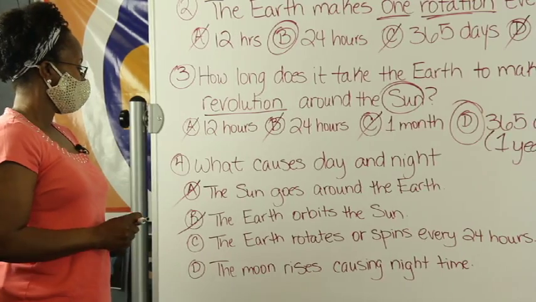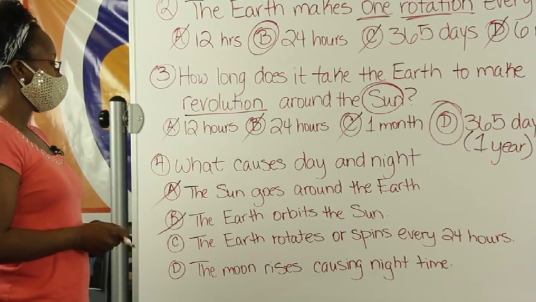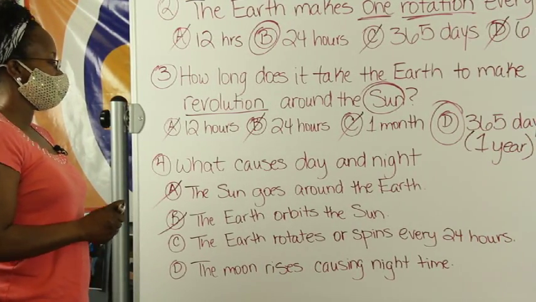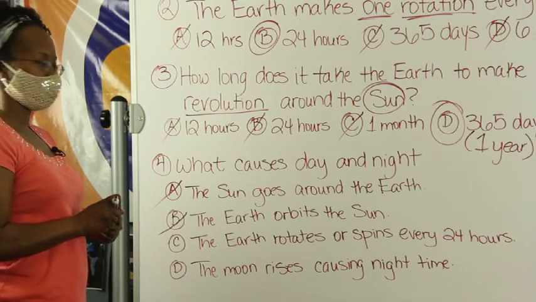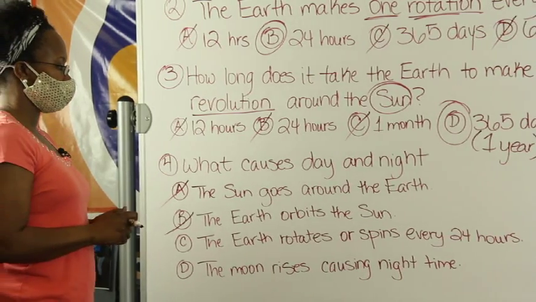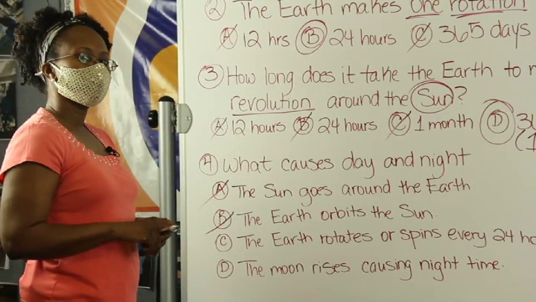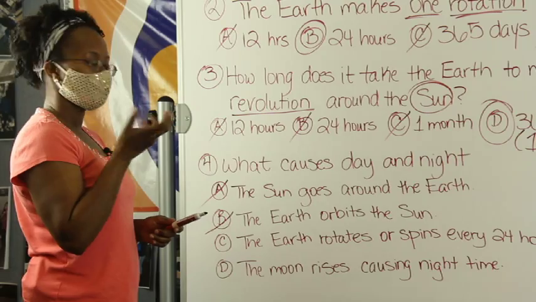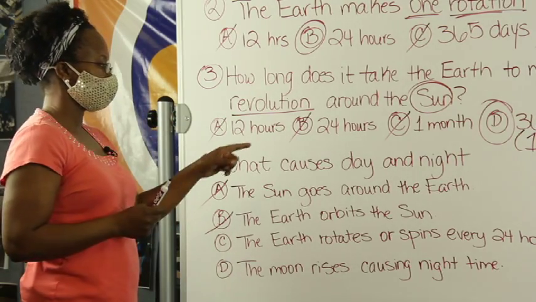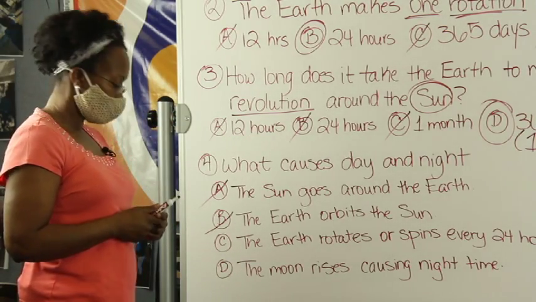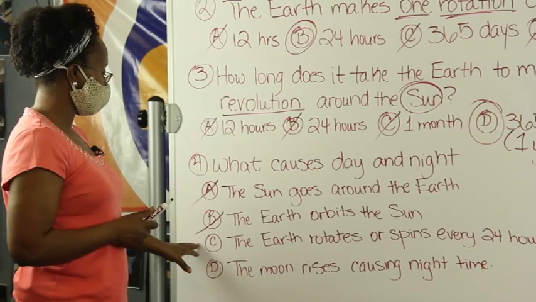C, the Earth rotates or spins every 24 hours. Does the Earth rotate or spin every 24 hours? It does. How does it do that? It rotates around itself, right? Does that have anything to do with day and night? It does. So we're going to keep C.